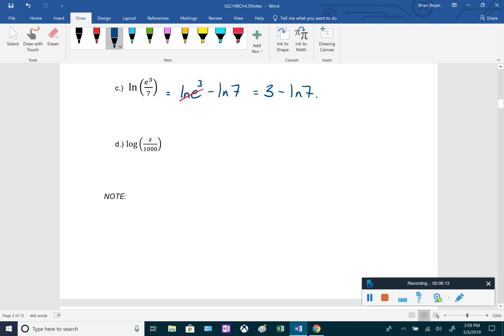Last one here, log of x over 1,000. So it's going to be log of the numerator minus log of the denominator. So we can simplify the second term. That's going to be log of x minus log of 1,000, which is equal to 3 because it's base 10. So it's saying 10 raised up to what power equals 1,000? The answer would be 3.